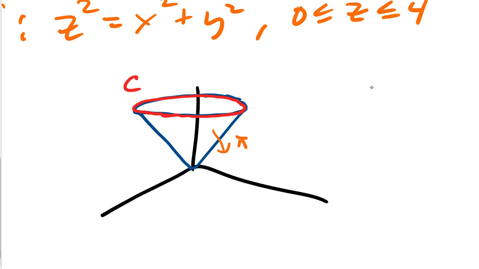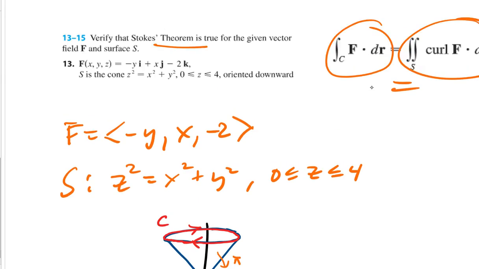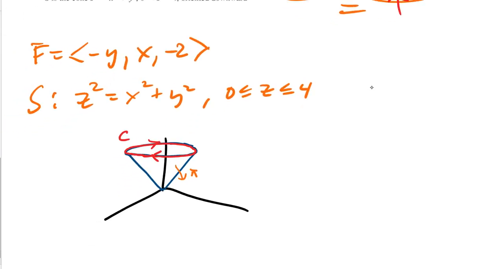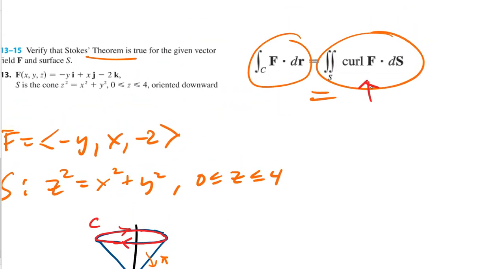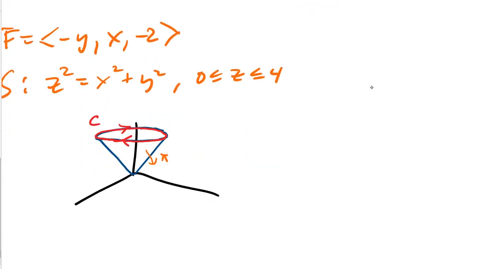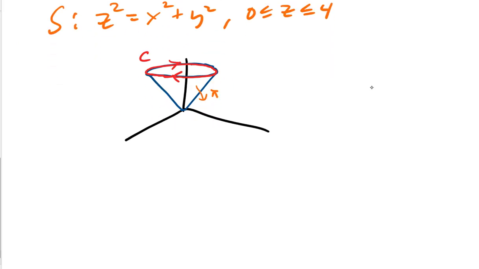The orientation is down. And so what happens here is that the curve is actually moving in the negative direction as you look down upon it. So in order to use Stokes' theorem, we're going to have to put a negative on this here. All right. So what I'm doing right now is I'm doing the left side. I'll do the left side in red. All right. So let's parameterize this curve.